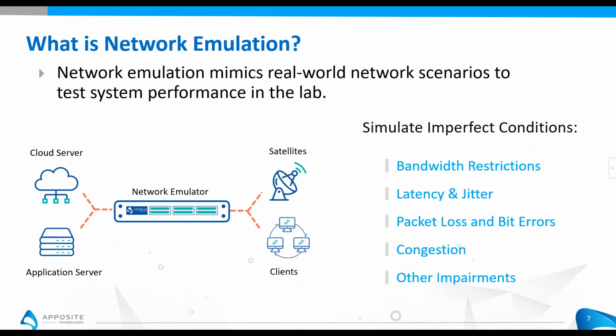In terms of what network emulation is, essentially, what Apposite would do in a lab environment is sit in between a client and an application server, and it allows you to dial in various different parameters, whether that be different bandwidth link speeds, latency, packet loss, errors, and other impairments, so you can predict in a lab environment what experience would be affected by those different parameters.